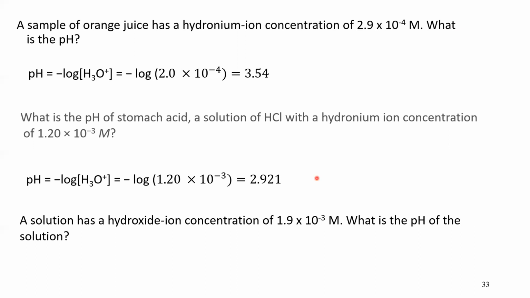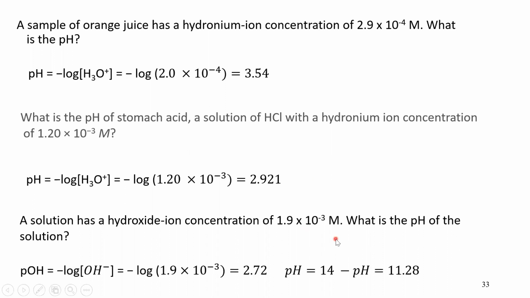Or since you're given the hydroxide ion concentration, you could figure out the hydronium ion concentration and then figure out the pH. You're going to get the same answer either way. The second way was probably a little bit harder math-wise to do, but you get the same answer either way. And again, we want to be careful with significant digits.